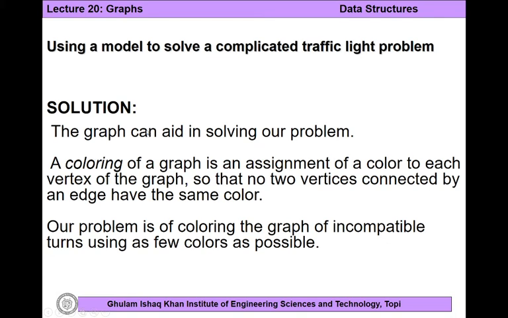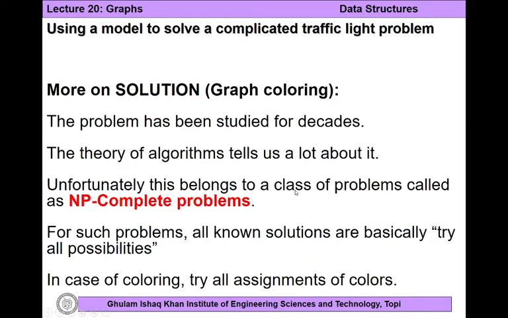Let me just read out so that I may not miss any point. Coloring of a graph is assignment of colors to each vertex of the graph so that no two vertices connected by an edge have the same color. Our problem is of graph coloring of incompatible terms. I will be coming to that later. So at present, let's ignore it.